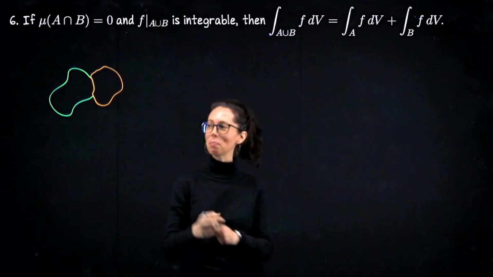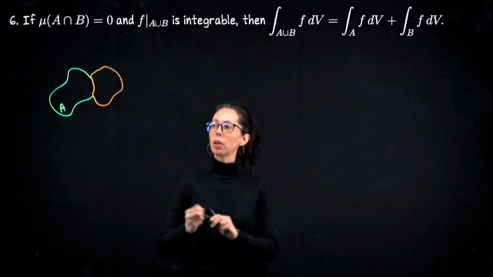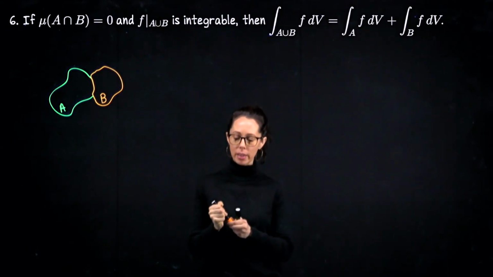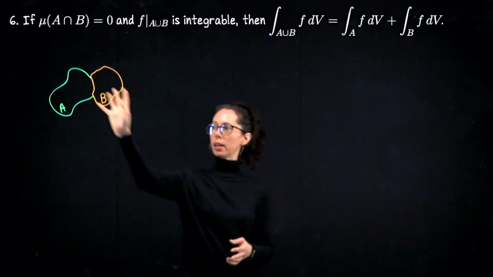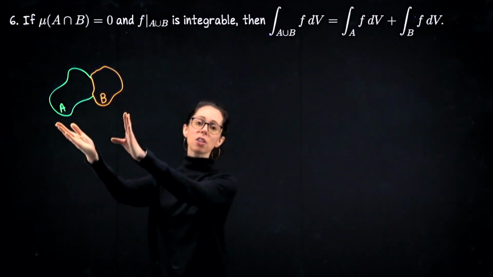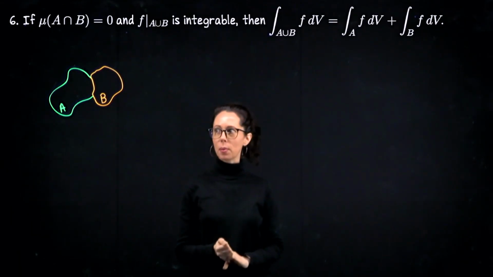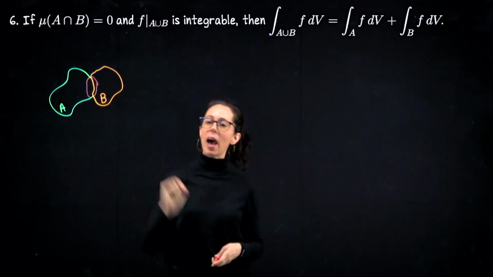Okay, so here's my great picture. This is A, and this is B. And f is Riemann integrable over each of these 2 domains individually, as well as their union. So that's part of the hypothesis. We have a Riemann integrable function on A and on B and on this union. What we are also going to assume, as I tried to sketch here, is that A intersect B has measure 0.